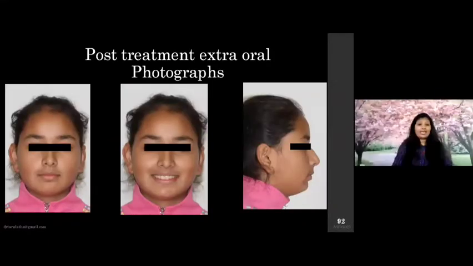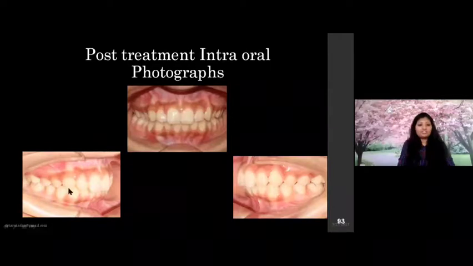This is the end of stage 1, that is after the myofunctional appliance. The patient looked like this: straight profile, the smile has improved, you can see the buccal corridor area is negative, there's no double chin appearance, lips are comfortably closed. Going ahead, this was the intraoral picture after trimming, and you can check out class 1 relationship, class 1 canine, class 1 molar. Overjet is reduced drastically, overbite is also reduced drastically. This is the miracle of the appliance which I'm talking about, the twin block.